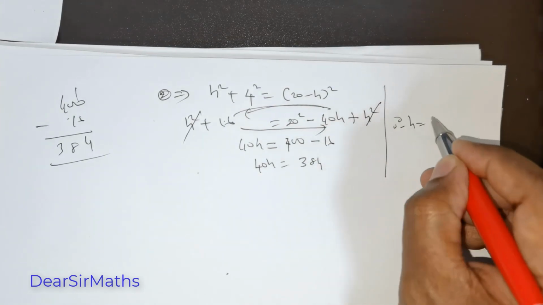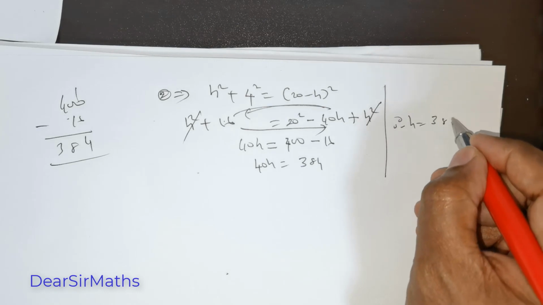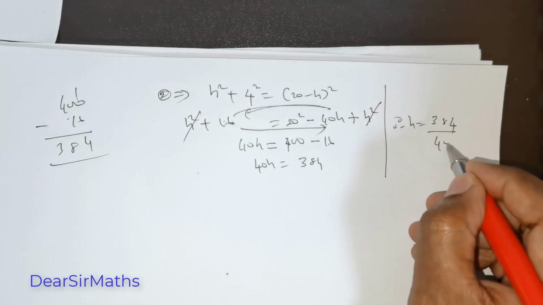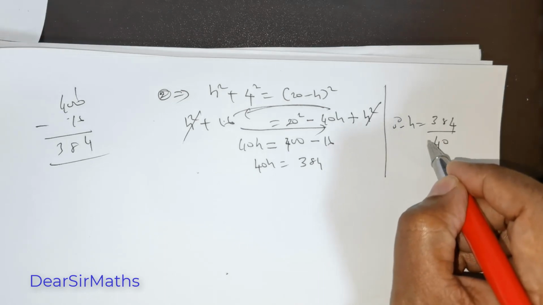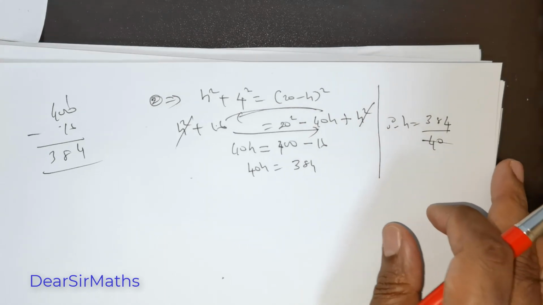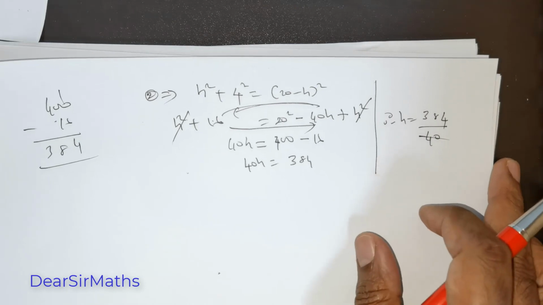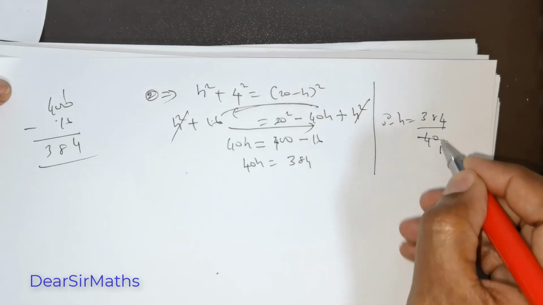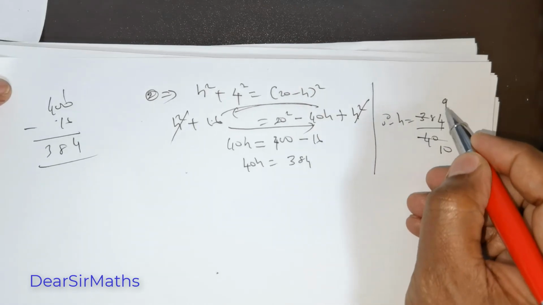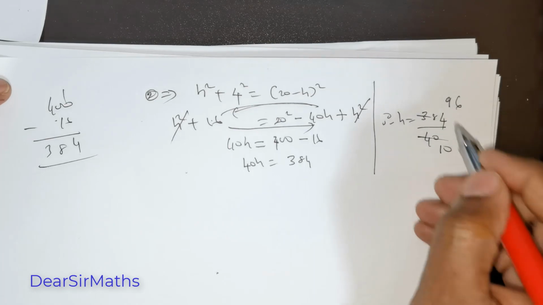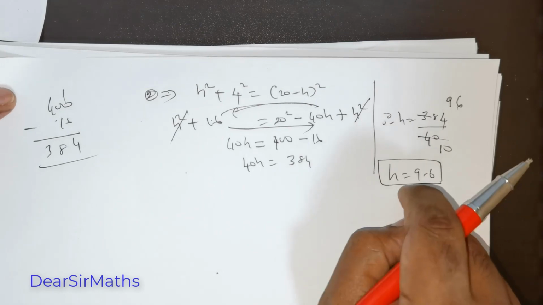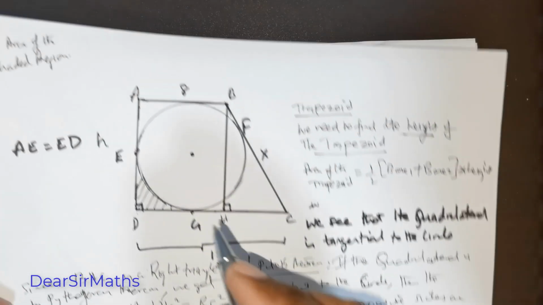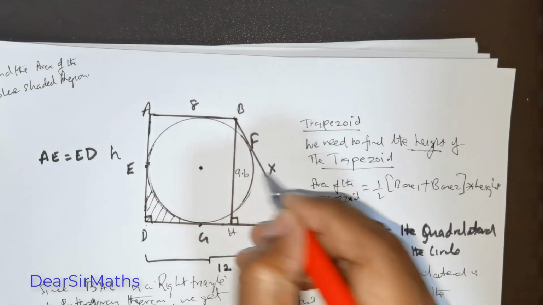So therefore h is equal to 384 divided by 4. 4 divides here 10 times, 4 divides here, 9 4s are 36, 6 times, so h is equal to 9.6. Now take this out, h is equal to 9.6.